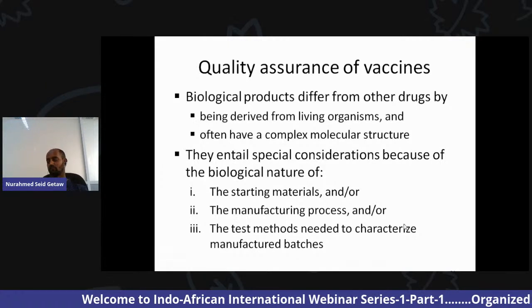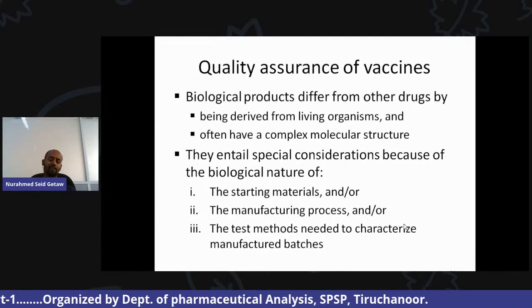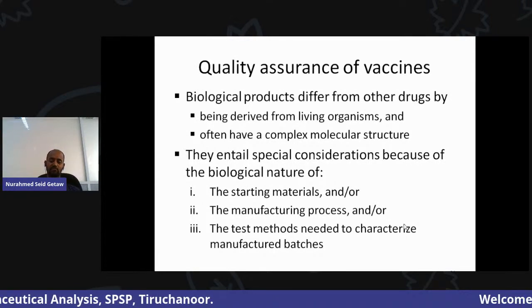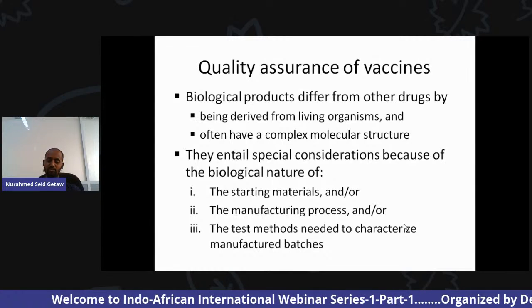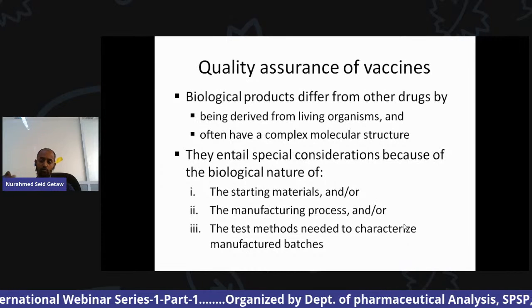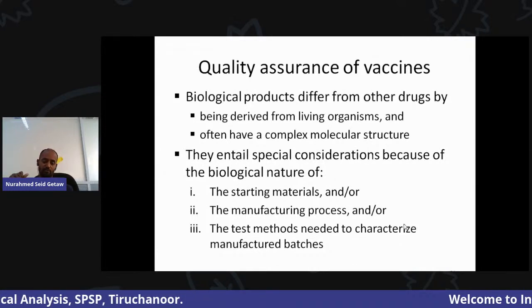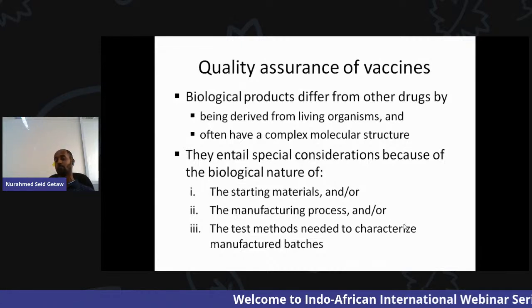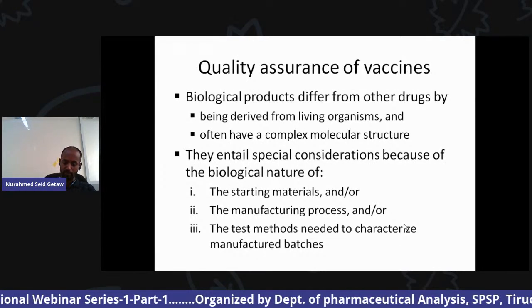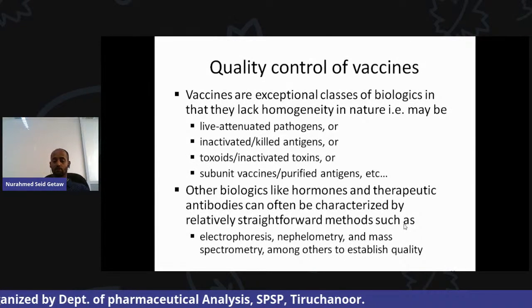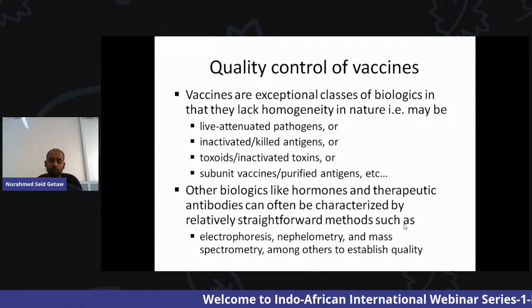And biological products are different from other ordinary pharmaceuticals due to their biological origin, from their source, and they are also complex in nature. Their molecular structure tends to be more complex as they are obtained from biomolecules, and they may require special quality considerations to maintain the goodness of these products. Like the starting material itself is probably biological in nature, the manufacturing process may even be dependent on some sort of life form. The test methods needed to characterize these manufacturing batches may also themselves be biological in nature. So there is a huge concern in handling of these vaccines and other biologics or biological preparations.